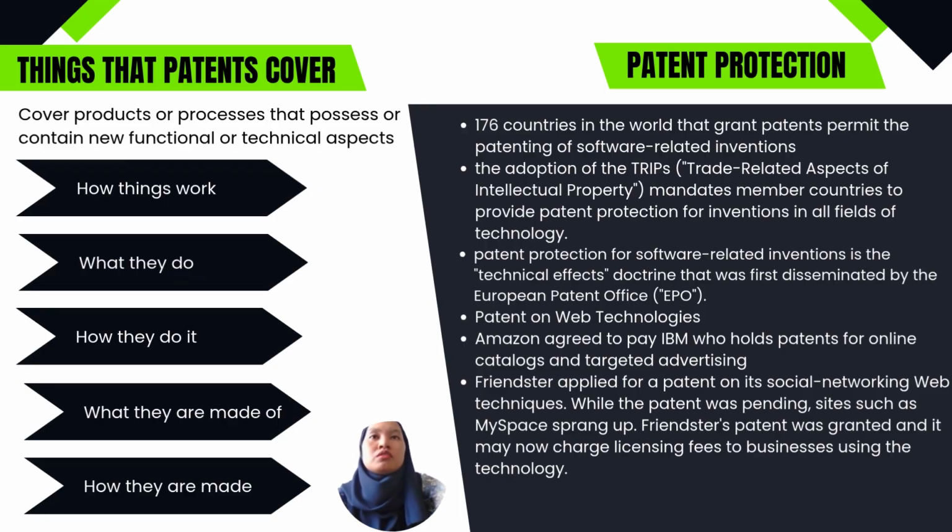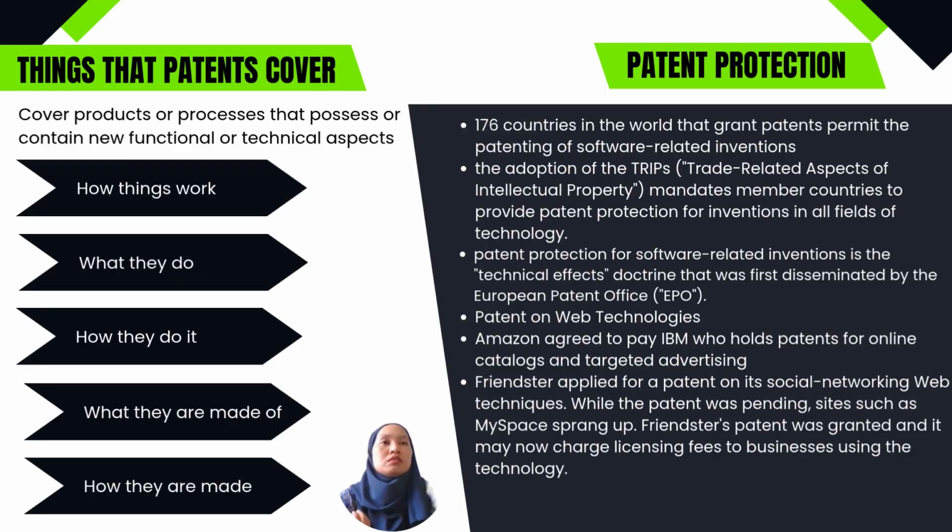So in the slide, they explain the things that patents cover. They cover products or processes that possess or contain a new functional or technical aspect. They consist of 5 things that are considered for patents: how things work, what they do, how they do it, what they are made of, and how they are made.